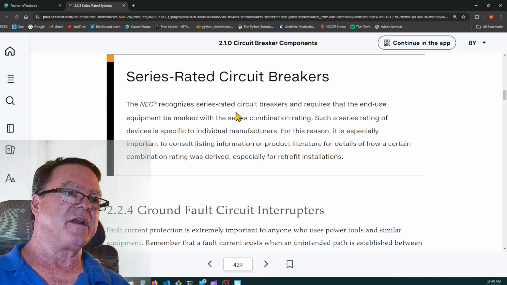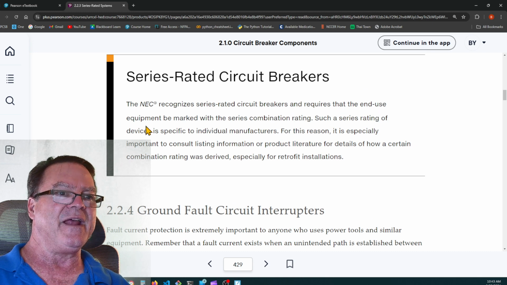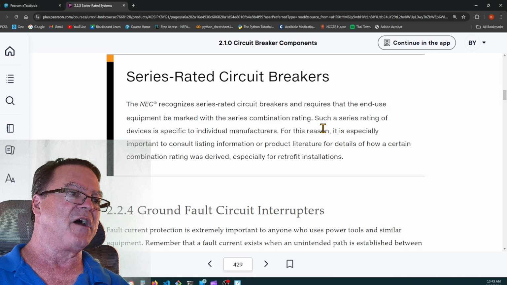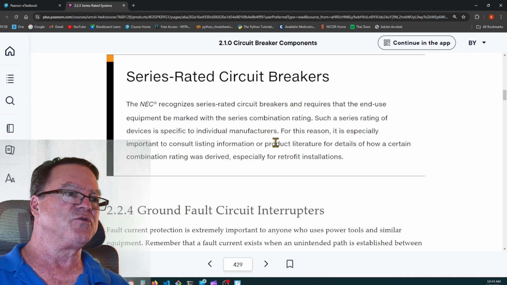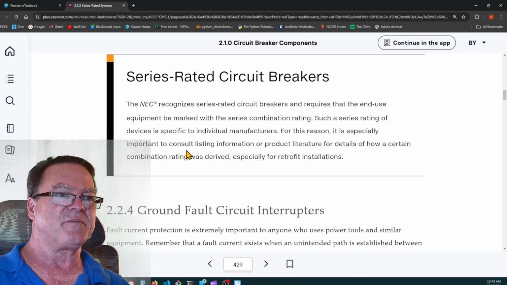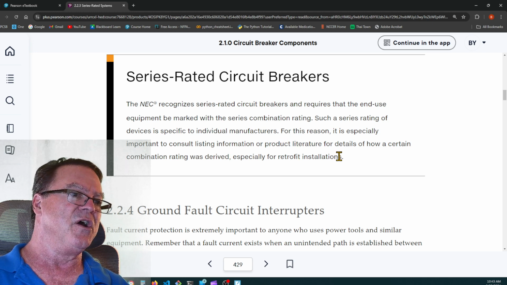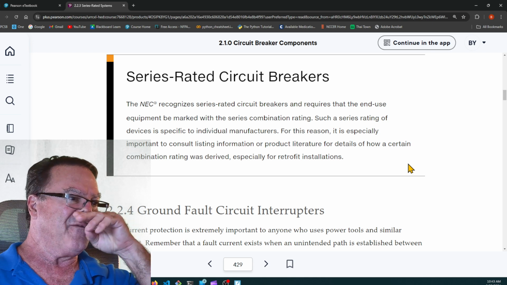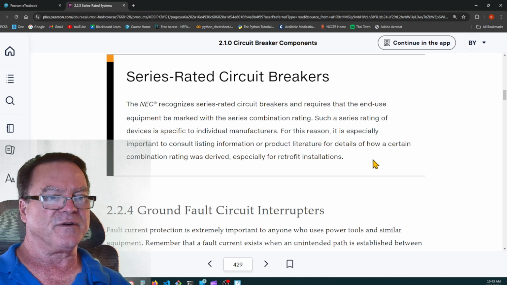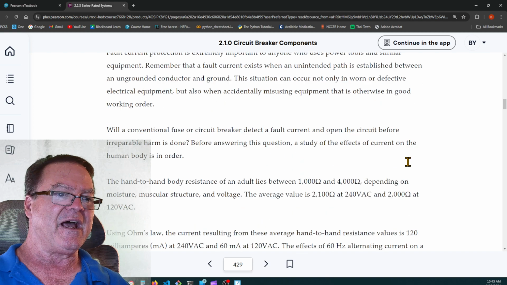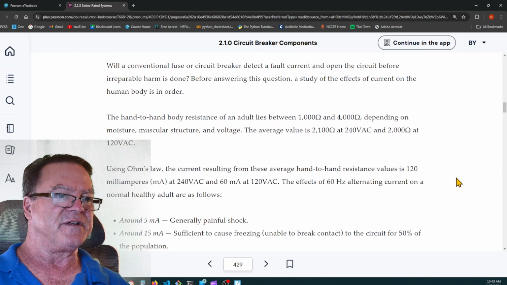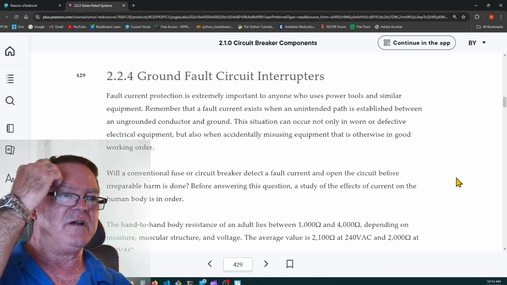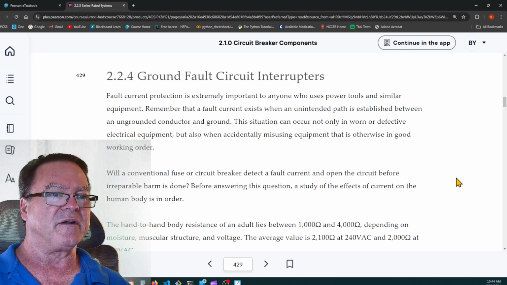Now, the NEC recognizes series rated circuit breakers as required and requires that the end use equipment be marked with a series combination rating. Such a series rating of devices is specific to individual manufacturers. For this reason, it's especially important to consult listing information or product literature for details of how a certain combination rating was derived. I'm trying to find the picture.